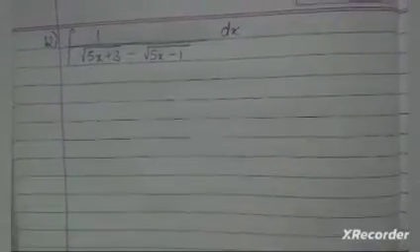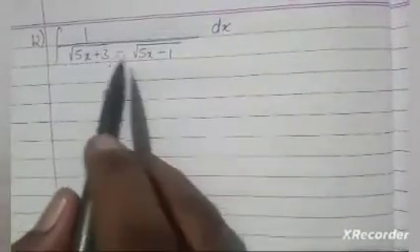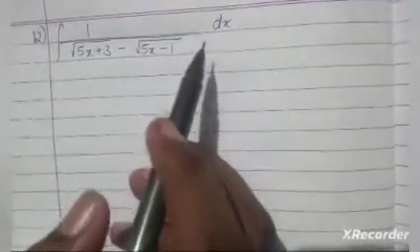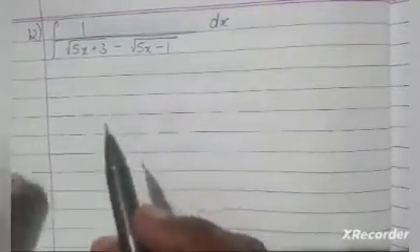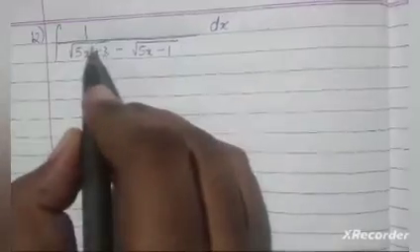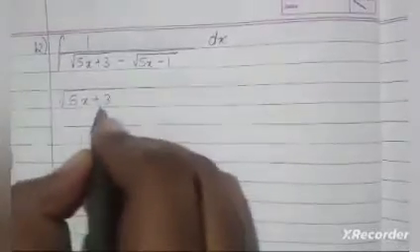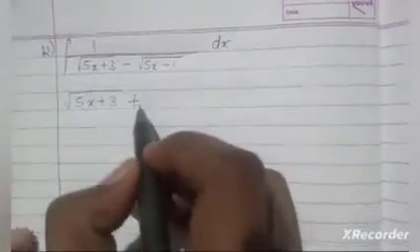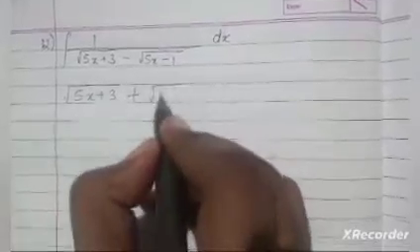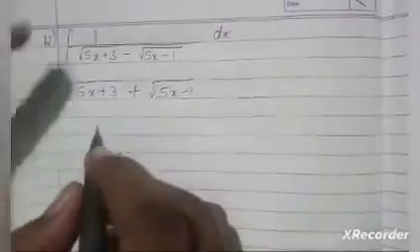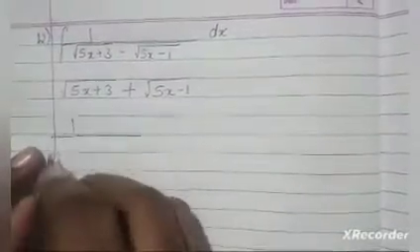Now question number 12. Integration of 1 by (root 5x plus 3 minus root 5x minus 1) dx. Now first we have to find the conjugate of this denominator. Now what is that value? That value is the first value, that is root 5x plus 3 plus the opposite sign. We have to write the opposite sign. Then root 5x minus 1. Now how do we have to solve it? We have to write the given function.